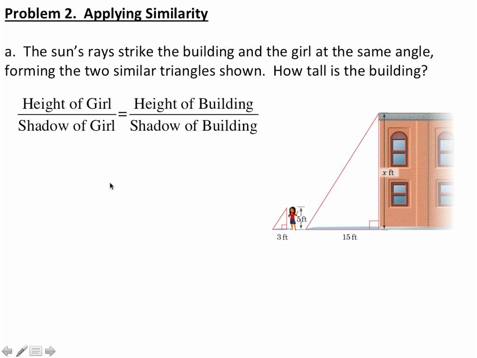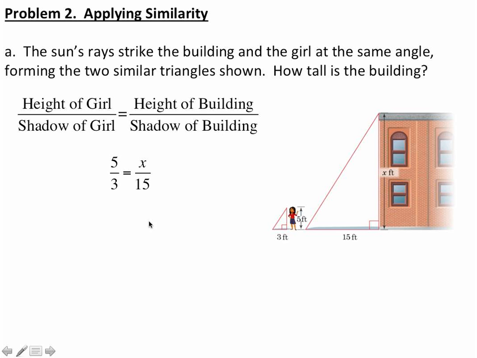Well, if we look at the girl, the height of the girl and her shadow are in the same ratio as the height of the building and the shadow of the building. All right? So if we look, I got 5 for the height of the girl, 3 for the shadow of the girl. So 5 over 3, same ratio as height of the building over shadow of the building. So as long as you're comparing the same things on the tops and on the bottoms, it's easy to make your proportion. You could definitely put shadow of girl on top and height of girl on the bottom, as long as you do shadow of building on the top and height of building on the bottom of this one.